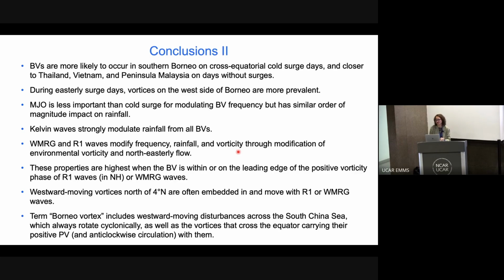And hopefully you have seen from this talk that the term Borneo vortex doesn't only mean the vortex that occurs in the northwestern part of Borneo. It also includes those that move in an east-westward direction through the South China Sea and those that cross into the southern hemisphere and take their cyclonic rotation with them. But they all have a very similar structure and are really the same thing. And with that, I would like to thank you for your attention and I'm happy to answer questions.